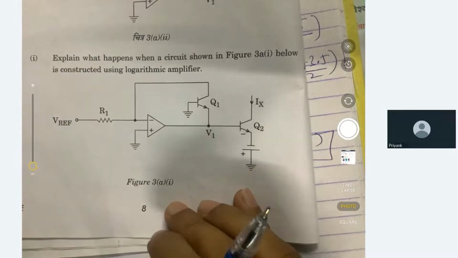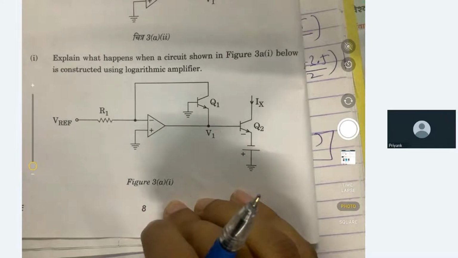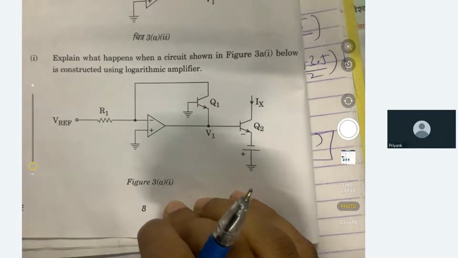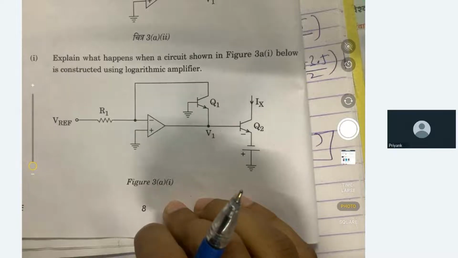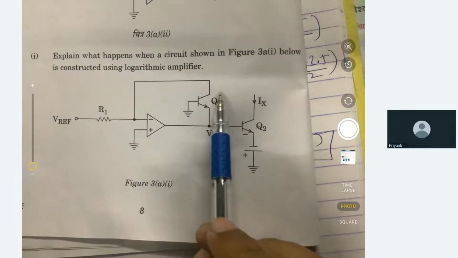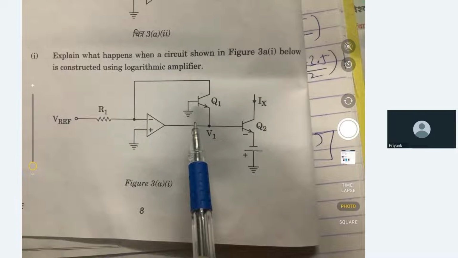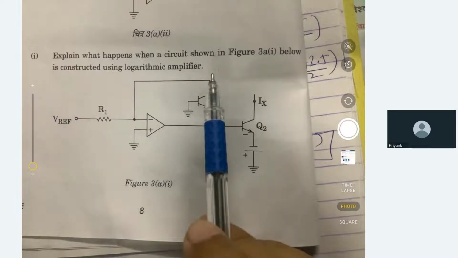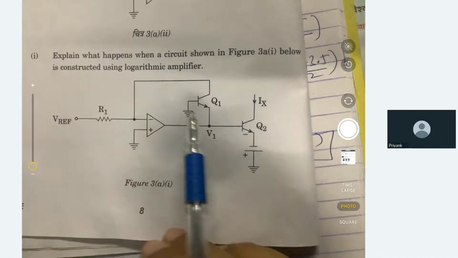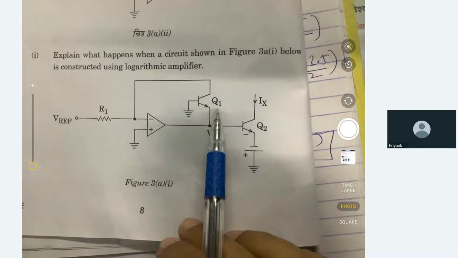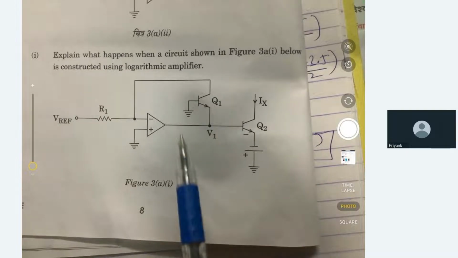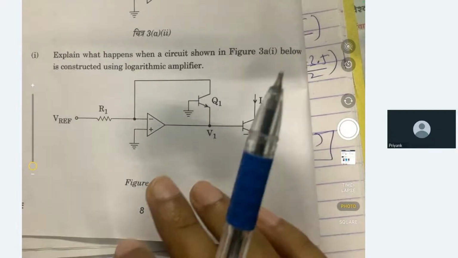For 10 marks, they have given this circuit, and they are saying to explain what will happen when this circuit is constructed using a logarithmic amplifier. What I understood is that they are saying to replace this Q1 by a diode, because that is the logarithmic amplifier. Replacing it by a diode will not actually change the functionality of the circuit. It will be the same, because this is nothing but a diode. So this is what I understood from this question. If there is any suggestion or any input, we will discuss it. Otherwise, this is what I understood.